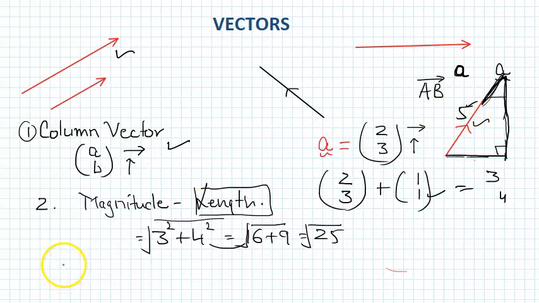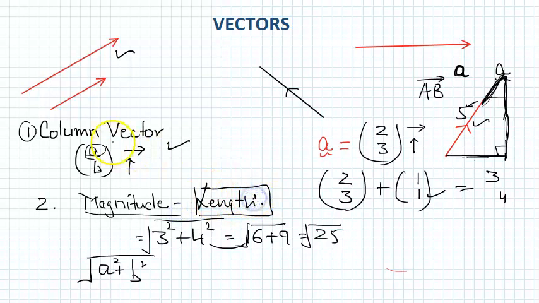So the formula for magnitude or length is: whatever is written on the top plus whatever is written on the bottom, you square it. It's the Pythagoras theorem and nothing else. Whenever somebody asks the magnitude, it means they are asking you the length. So if this is a vector, the length is this and this. That is how we write it.